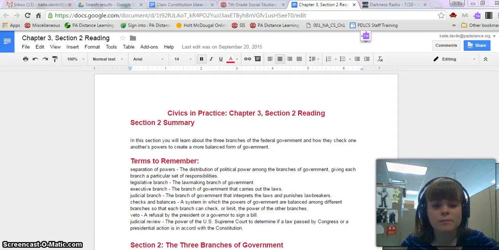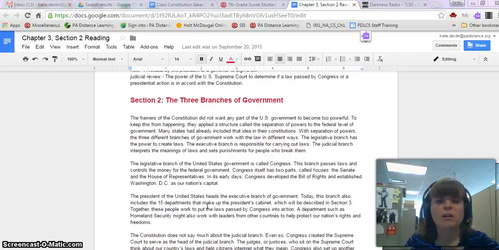We also have checks and balances, which is a system in which the powers of government are balanced among different branches so each branch can check or limit the power of others. A veto, which is a refusal by a president or governor to sign a bill. Judicial review, which is the power of the Supreme Court to determine if a law passed by Congress or a presidential action agrees with the Constitution. Let's go ahead and take a look at our summary.